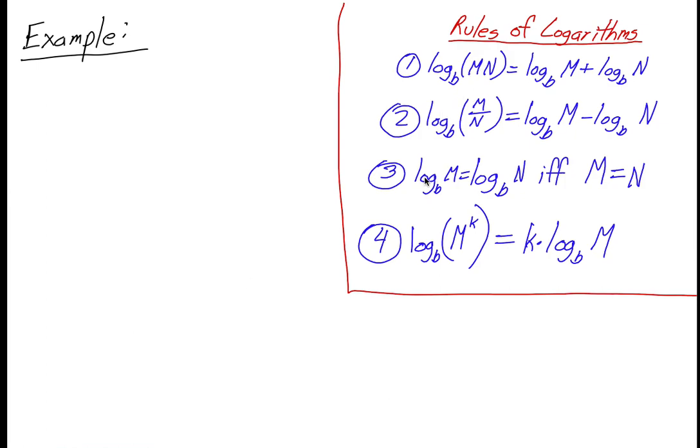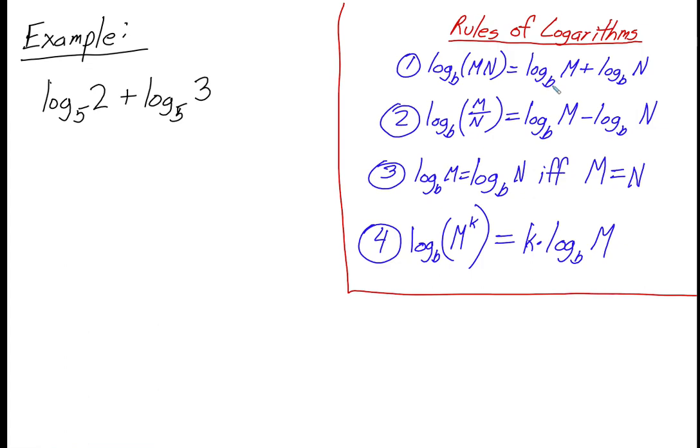Now that we've seen these four rules of logarithms, let's look at a few examples of how they might be used. One thing that we might want to do is take multiple logarithms and combine them together into one logarithm. For instance, say we had the log base 5 of 2, and I'm adding it to the log base 5 of 3.